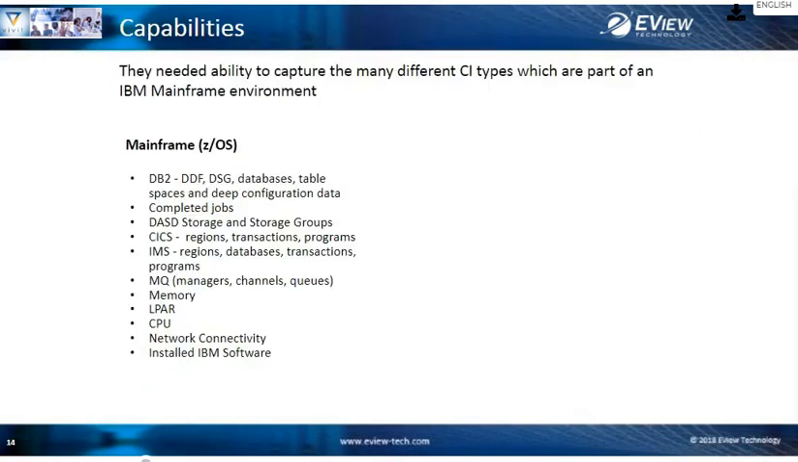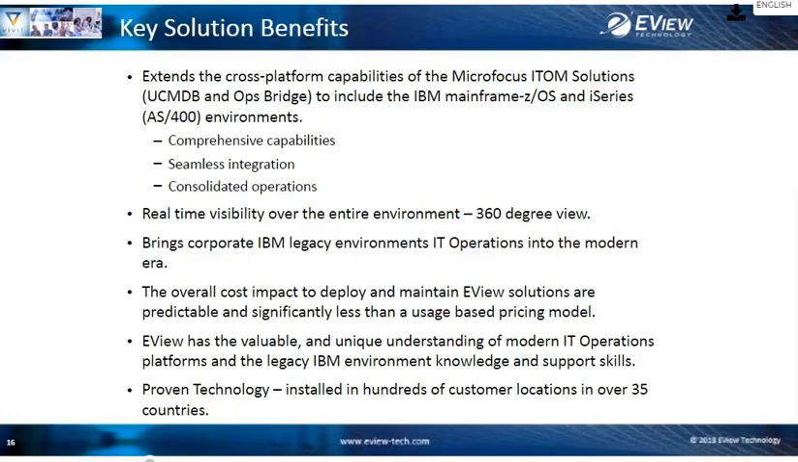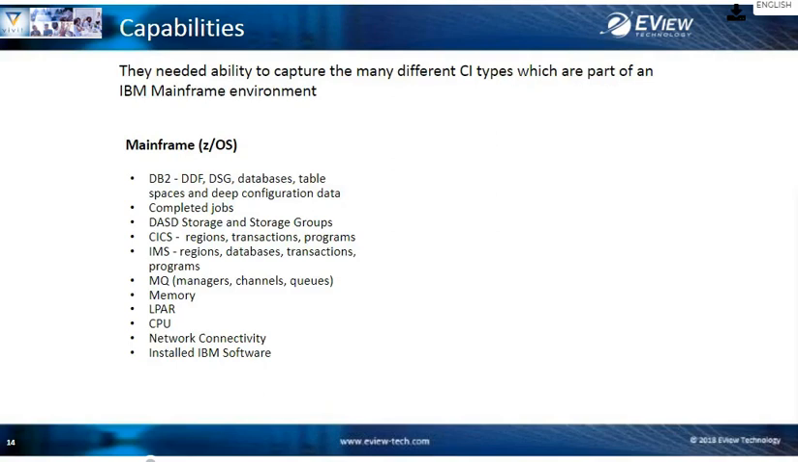So some of the capabilities that they needed, especially in the configuration management area, was to be able to see this type of data from DB2, disk storage, CICS, which is their transaction processing, IMS, another transaction processing software, and MQ Series for messaging. Also information about the mainframe infrastructure, about CPUs, network connectivity, a lot of the same kind of things that they want to see in the other environments.